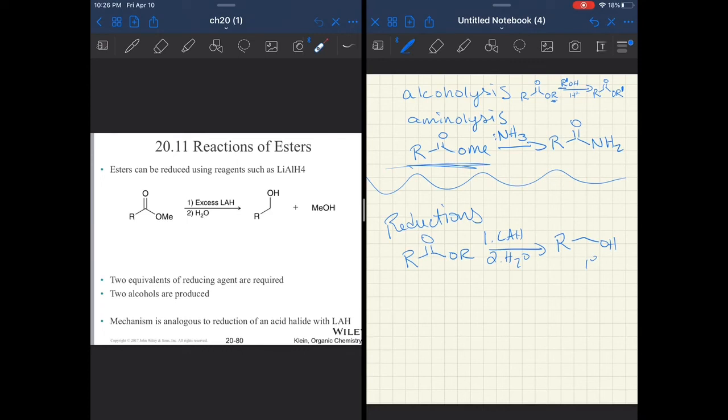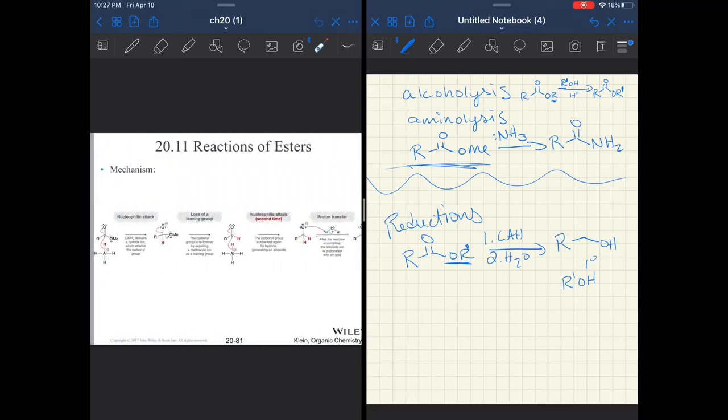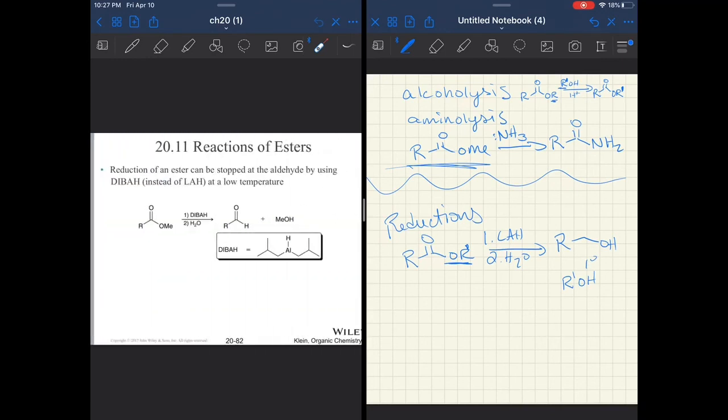You do, in this case, get 2 alcohols because this is also released. And then once you work it up, it will be protonated, and so you wind up with 2 alcohol products here. It's an interesting mechanism. You're not going to be required to know it. You can do a partial reduction, right? So that's your full reduction.